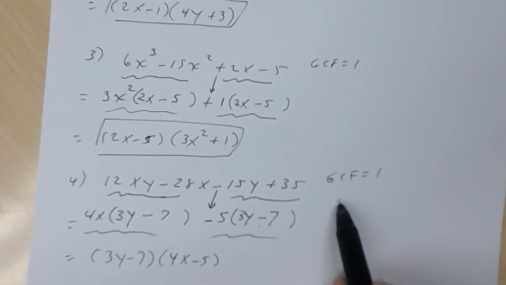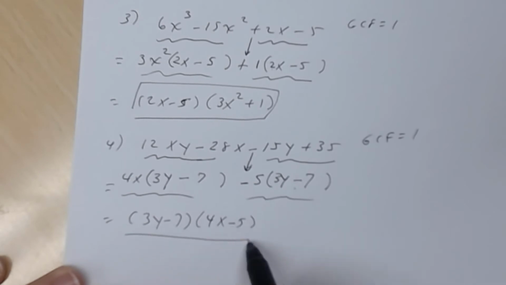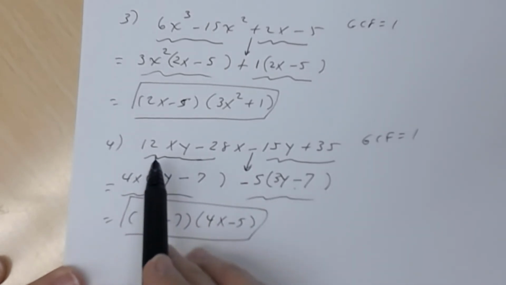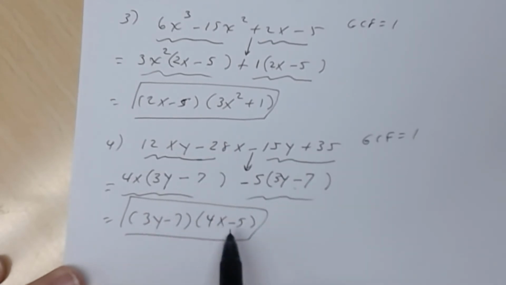And then again, remember the GCF was 1, so just double check to make sure that this is true. If we look at these two terms, the GCF is 1. If we look at these two terms, the GCF is 1. So that's your answer. So remember, in factoring a polynomial, you want to make this polynomial look like the product of factors.